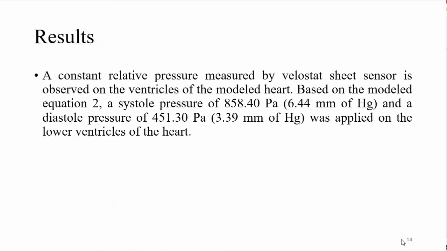So the pressure that we acquired is around 6.44 mm of mercury and 3.3 mm of mercury, which is very small. The device is right now quite bulky, and the pressure that we are applying is quite small. So in the future work, we need a redesign of the balloon so that we can apply a larger amount of pressure on the heart, and the device has to be made smaller. We are using a huge air compressor now to give a small amount of pressure.